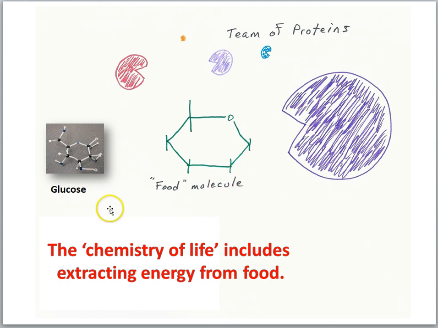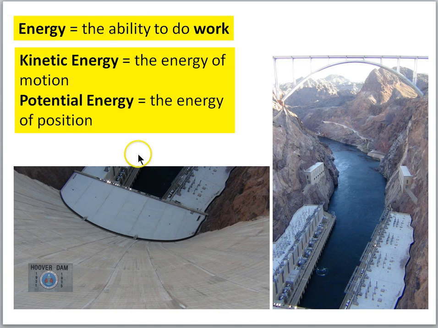Now, before we take a look at the role of the proteins, we need to briefly mention what we mean by energy. So let's take a look at what we mean by energy. In physics, energy is the ability to do work. And we'll identify two kinds of energy: kinetic energy, the energy of motion, and potential energy, the energy of position. Now in a moment we'll see how these two apply to this case of the Hoover Dam.